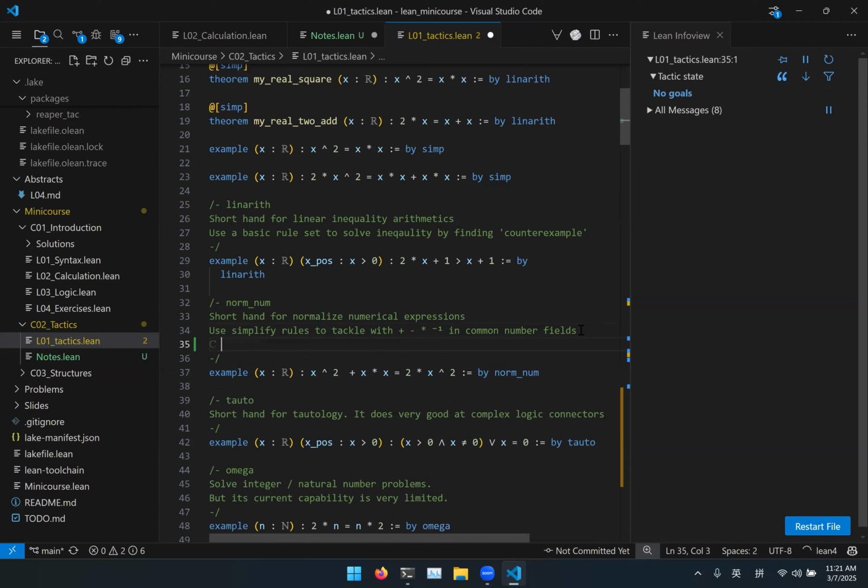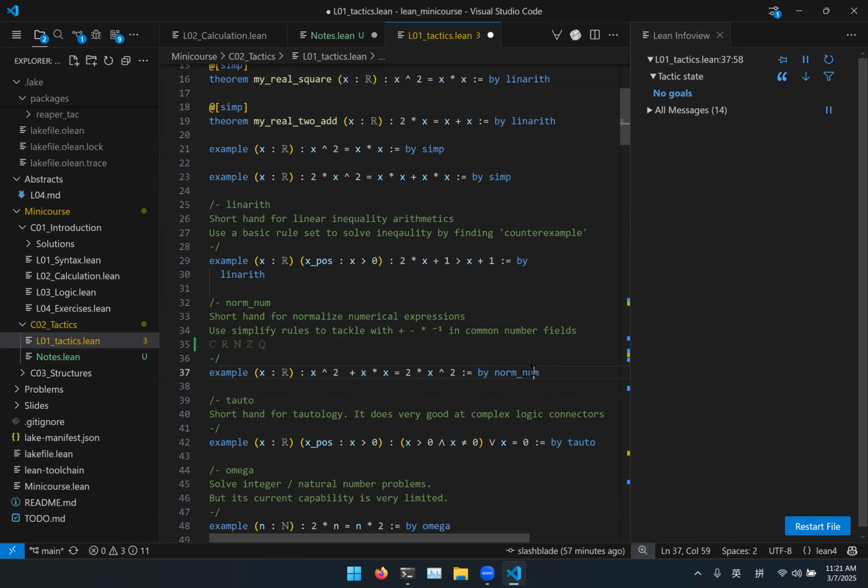Common number fields means several number fields listed below: maybe complex, real, natural numbers, integers, and rational numbers, I believe. Yeah, these five number fields. In these five number fields, it can normalize the formula and try to solve it. So this is what norm_num does. We can also use this example. We found that after norm_num, we just close the goal.